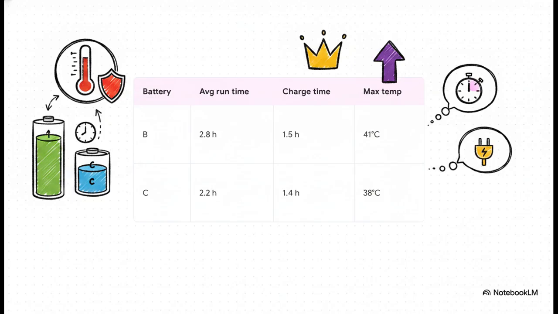Now, both of these actually pass the safety constraint. Battery B is at 41 degrees, and battery C is at 38 degrees. So now they have to look back at their criteria. Battery B runs for 2.8 hours, while C only runs for 2.2 hours. Plus, their charge times are almost identical, 1.5 hours versus 1.4 hours. By analyzing all this data together, students figure out that battery B is actually the best overall performer. It safely meets the constraint while giving the strongest performance on the desired criteria.